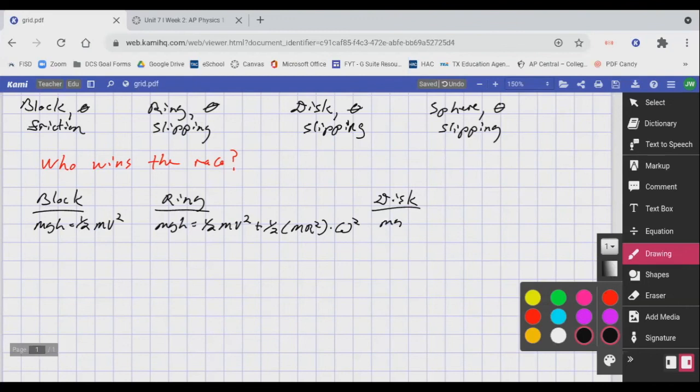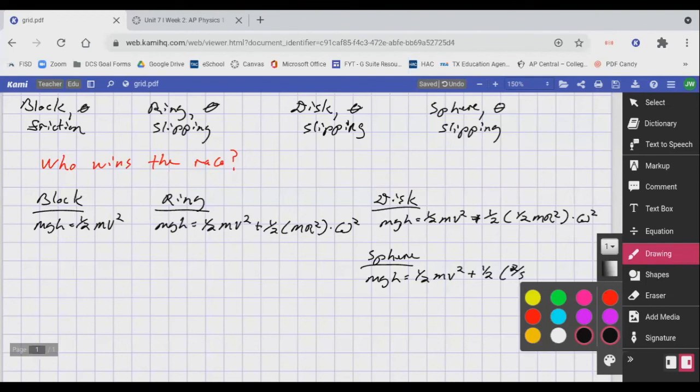Look at this one. So we have mgh is equal to 1/2 mv squared plus, you still have the half, because that's the formula, right? 1/2 I. In this case, I is 1/2 mr squared times omega squared. And then if I put the sphere in here, just below it, we would have mgh is equal to 1/2 mv squared plus 1/2 times the 2/5, right? mr squared times omega squared.